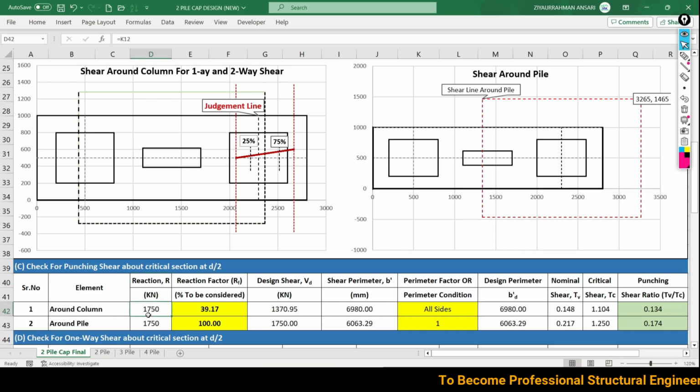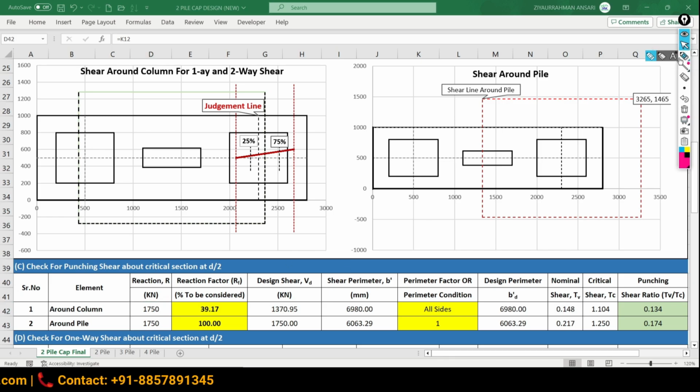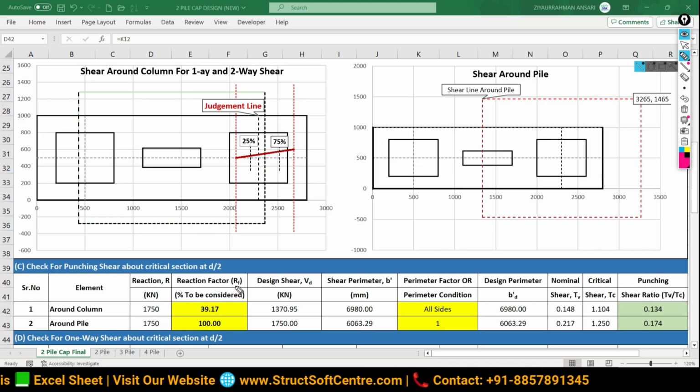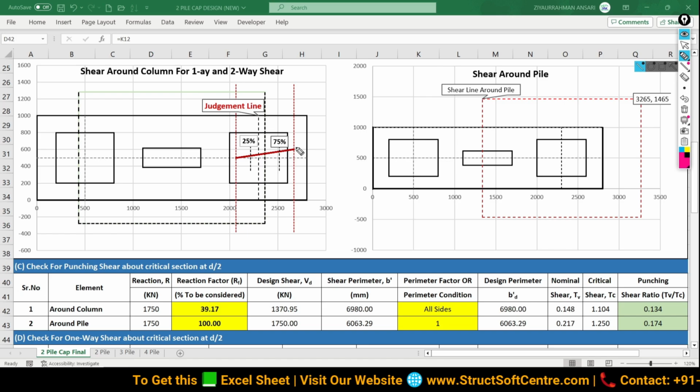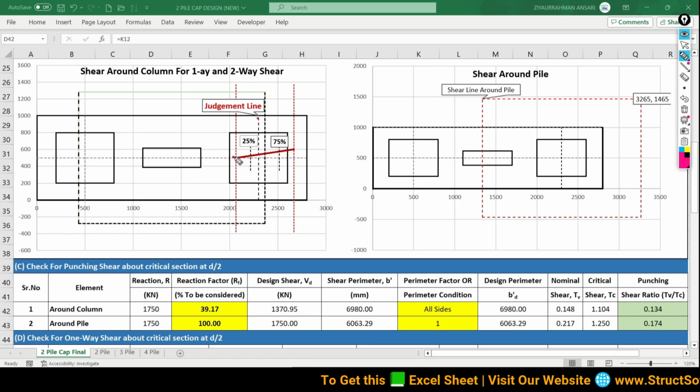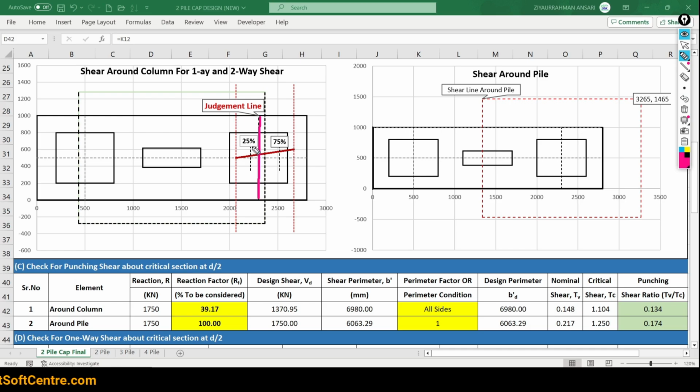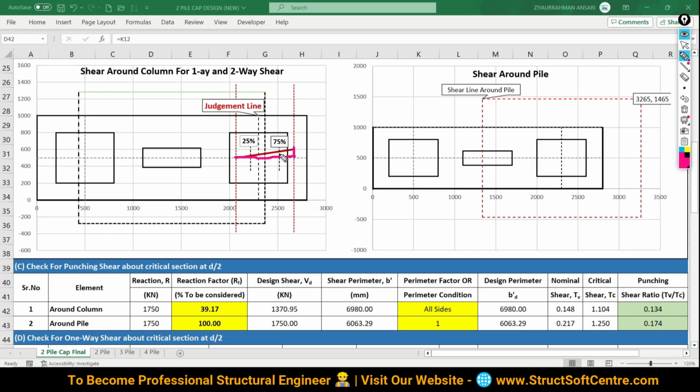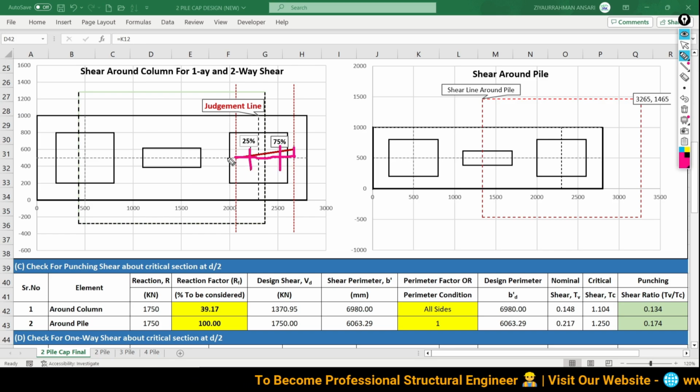Now what we need to do is perform the punching shear check around the column. So the reaction coming is 1750. But if you are going to follow the code, there is a clause to reduce the shear value. That means only a certain percentage of the reaction you have to consider here. What reaction factor RF percentage is to be considered, you can refer to this figure. So here it is 0, here it is 100%, and this is the line of judgment, which is actually the center of the pile. So the mid of this is 25, the mid of this is 100, and this center is again 50, and this is 50. So it is 75, it is 25, it is 0.